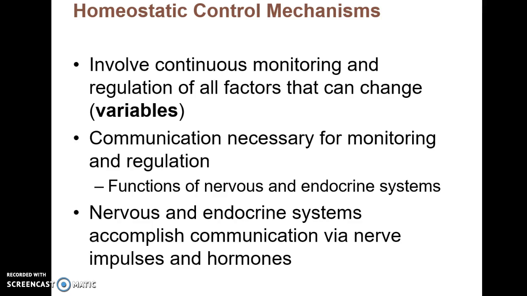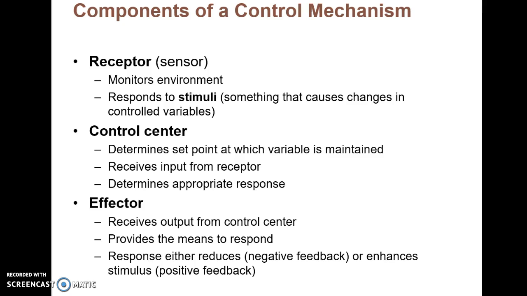And all homeostatic control mechanisms have at least 3 interdependent components that regulate the various variables that are being monitored. The primary organ systems that regulate homeostasis are the nervous and the endocrine systems. They accomplish this through communication between each other via impulses and hormones. I just mentioned that all homeostatic control mechanisms have at least 3 interdependent components. Those components are a receptor, a control center, and an effector.